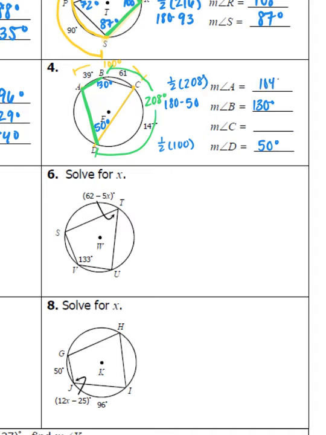So we get 104 degrees. And then finally we have 180 minus 104, which gives me 76 degrees.